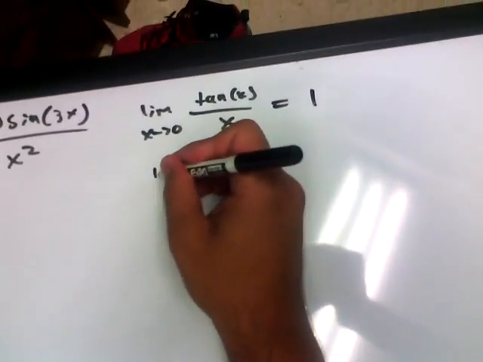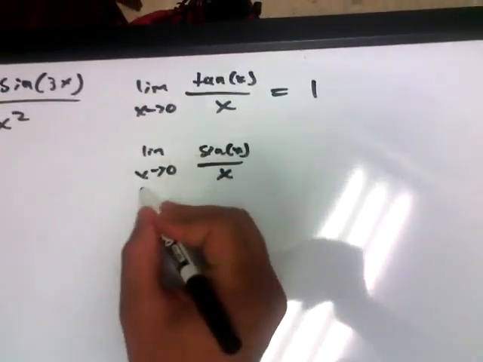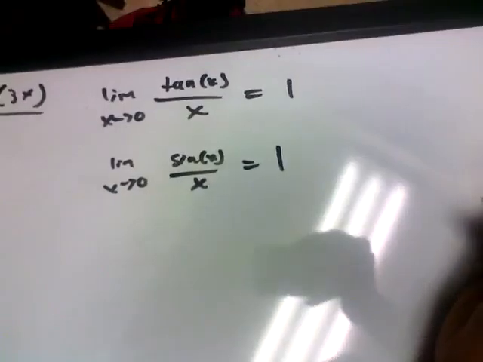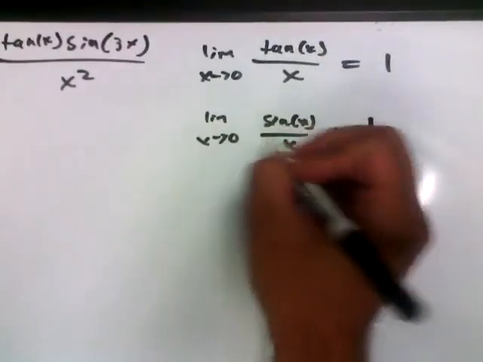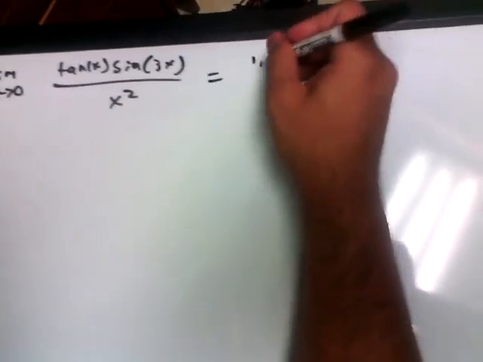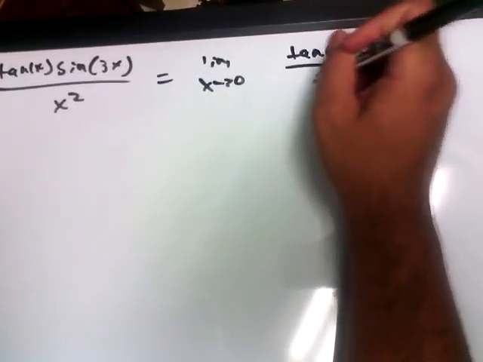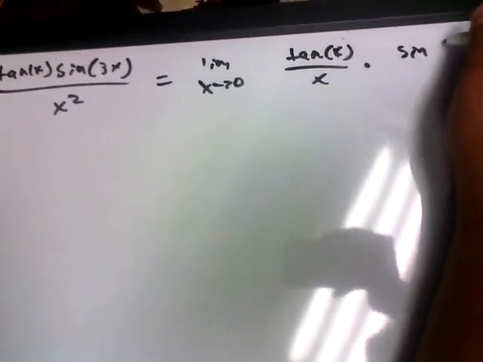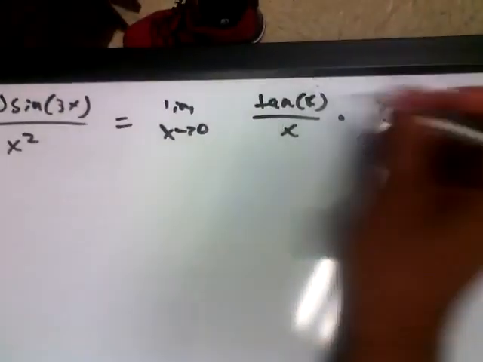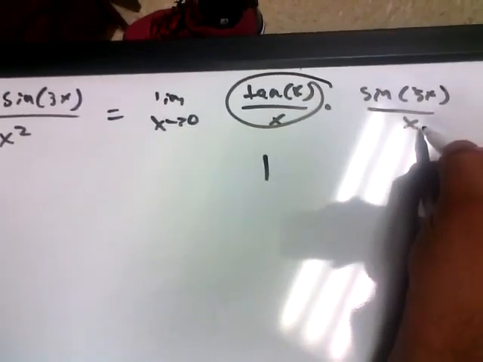Same thing for sine of x. So the limit as x approaches 0 of sine of x over x, as long as x is approaching 0, the limit is 1 as well. So, like we did in the second problem, we can separate this into two different things. So this equals the limit as x approaches 0 of tangent of x over x times sine of 3x over x. So we know that this one equals 1. But in this one we have sine of 3x over x.